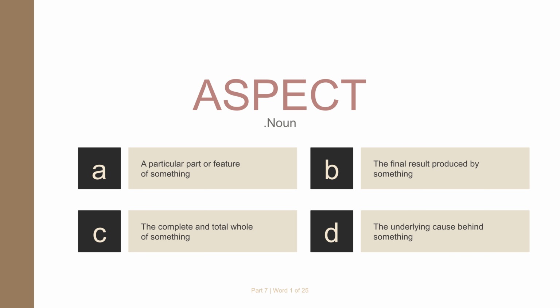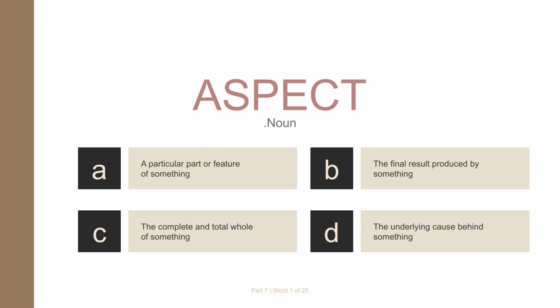What is the meaning of aspect? Option A. A particular part or feature of something. Option B. The final result produced by something. Option C. The complete and total whole of something. Option D. The underlying cause behind something.